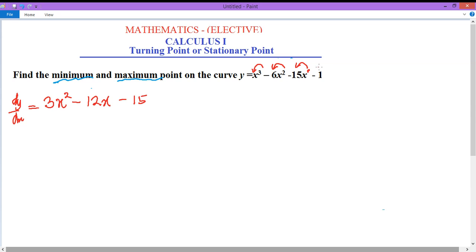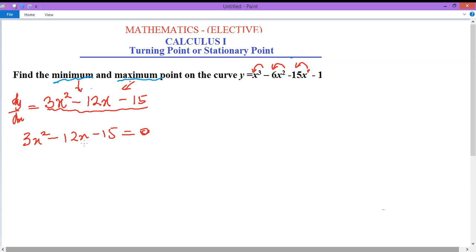And differentiation of a constant drops. So this is our gradient function, dy/dx. Good. As we have learned, since we are looking for the minimum point and maximum point, at the minimum and maximum, the gradient of the tangent there is 0. It means our 3x squared minus 12x minus 15, which is the gradient function, is equal to 0. Then we use this equation to solve for x.